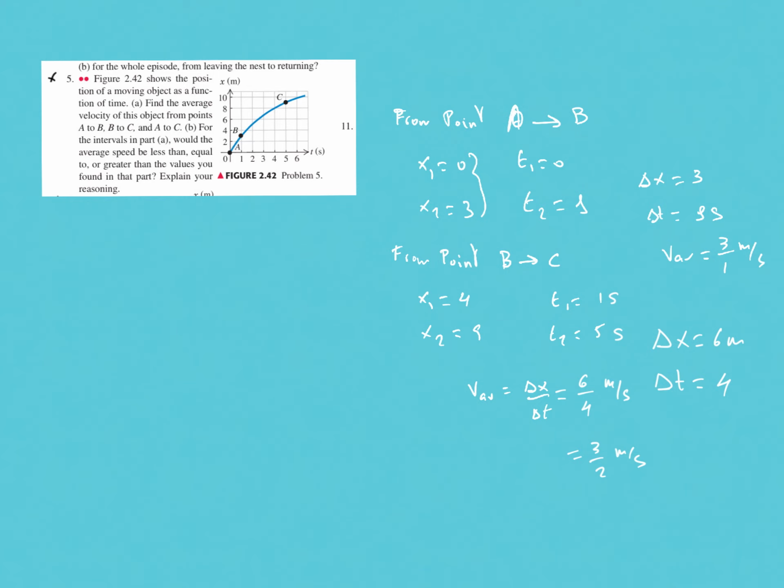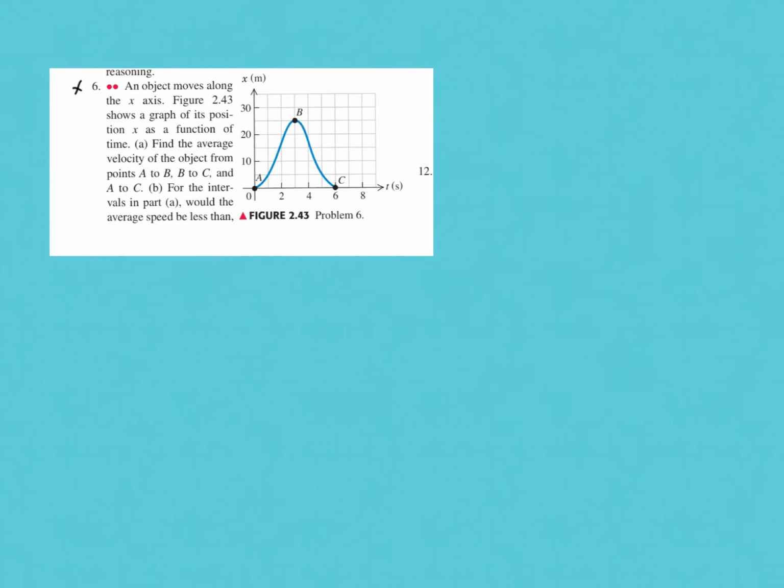Question B. For the intervals in part A, would the average speed be less than, equal to, or greater than the value you found in part A? Explain your reasoning. What is it asking? For every interval, would the average speed be less, equal, or greater than the value you found in part A? I don't understand what it's asking. You try to understand. Okay, go to the next question.